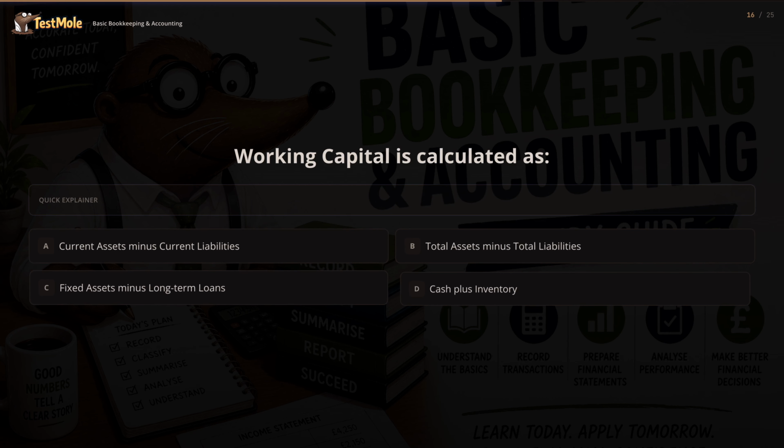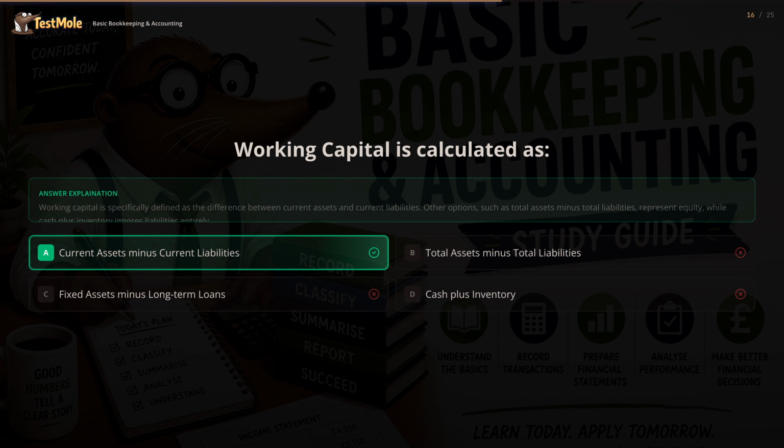Here are the options. A. Current assets minus current liabilities. B. Total assets minus total liabilities. C. Fixed assets minus long-term loans. D. Cash plus inventory. The answer is A.